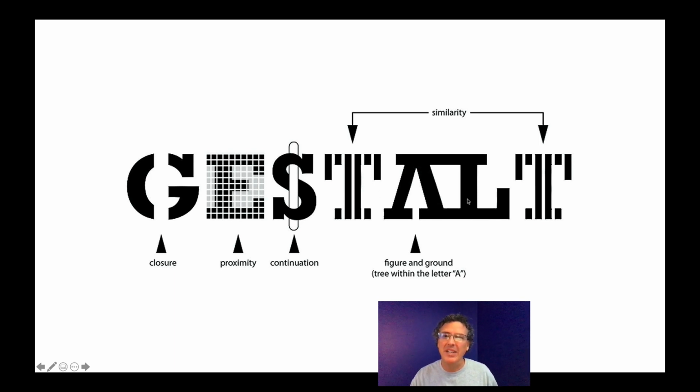Notice the A doesn't even have that crossing part. Doesn't seem to matter to us. We can just kind of fill that in and see it as an A. But what they're pointing at here is, if you now look at the inside of the A, the white part, you can flip this in your mind and see this as a tree, a white tree.